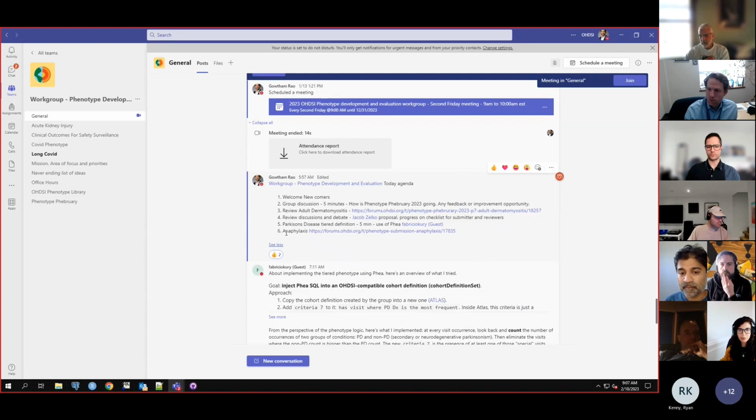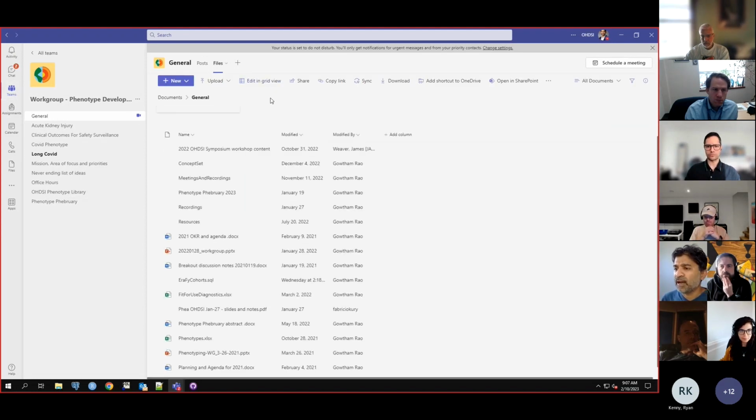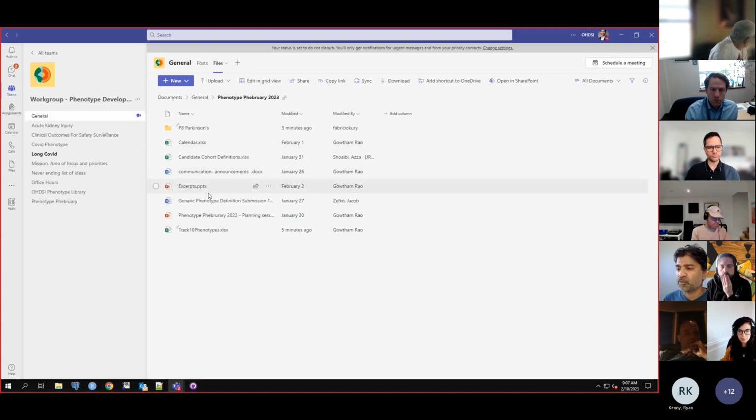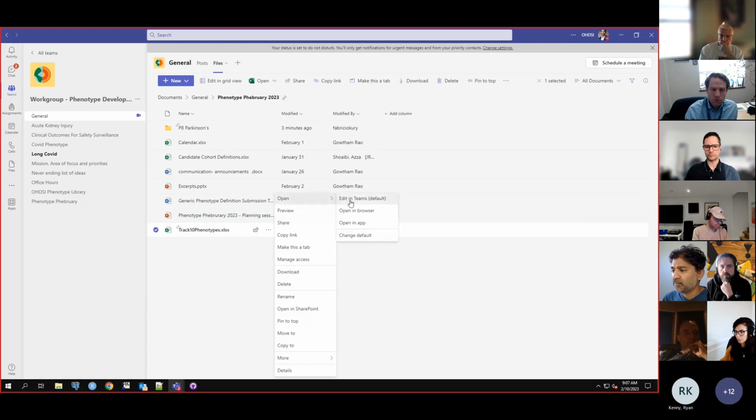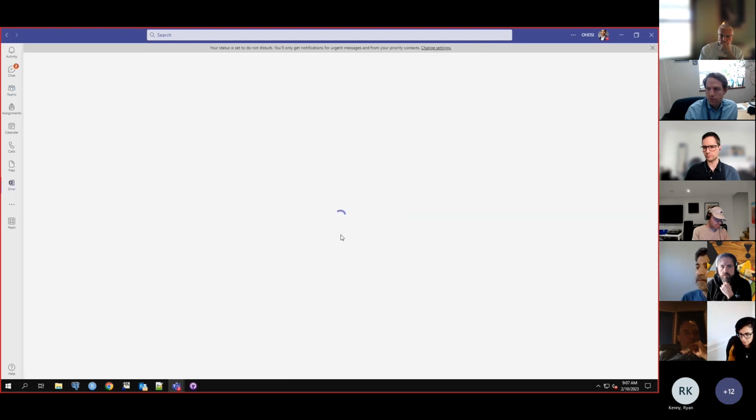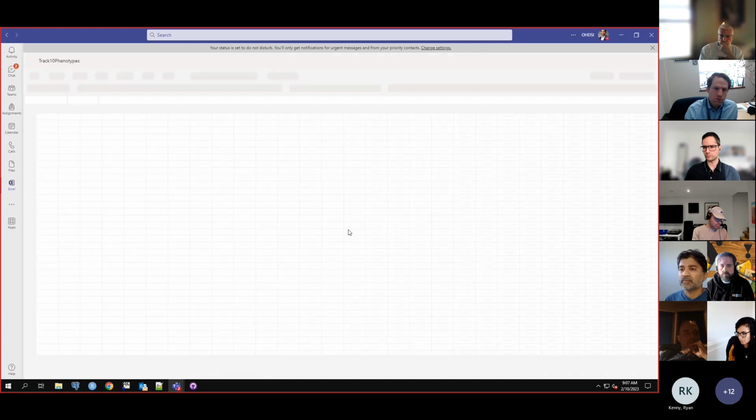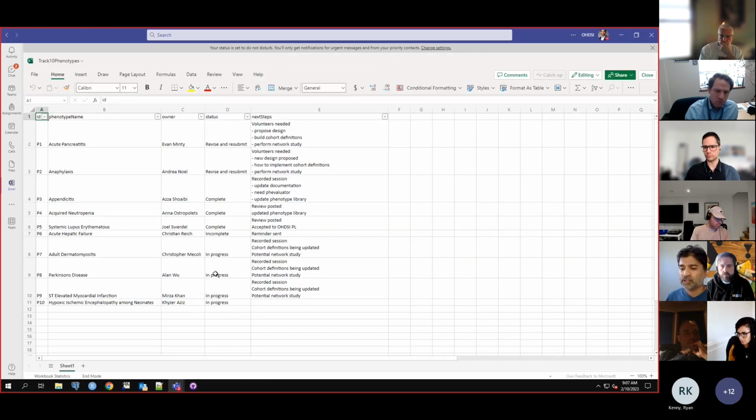Gautam, maybe if you share your screen with the status of the phenotypes, then that brings memory to people of what has been discussed. Okay. So as you all know, it was discussed in the previous work group calls. Under the general channel, there is a folder called Phenotype February, and we maintain some documents to help us. And there is a document that I'll open, which is called the tracker. As you all remember, we are tackling 10 phenotypes for the month of February and 4 discussion topics.